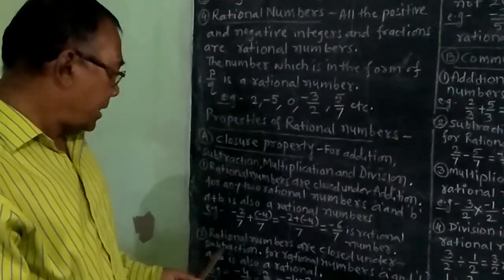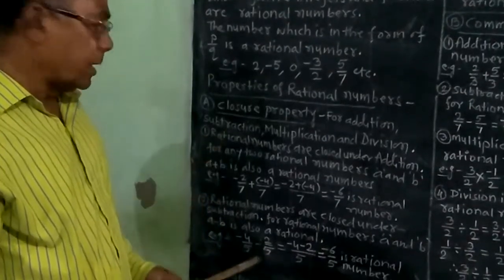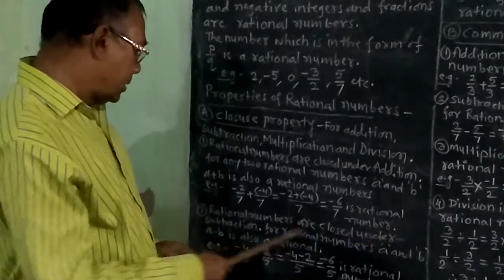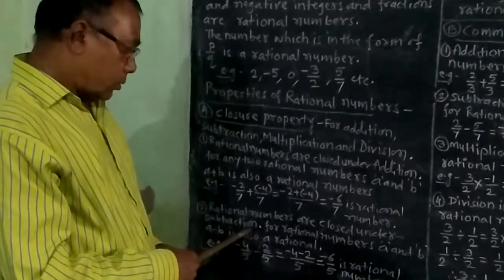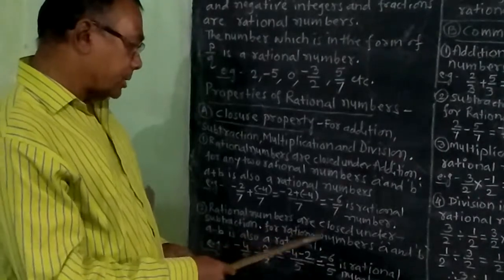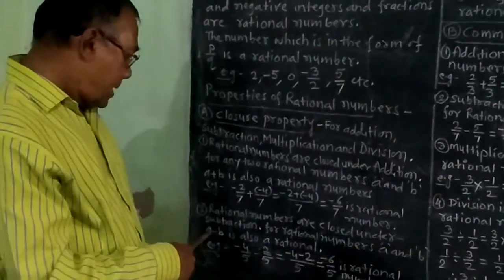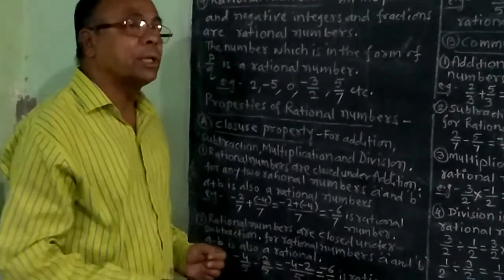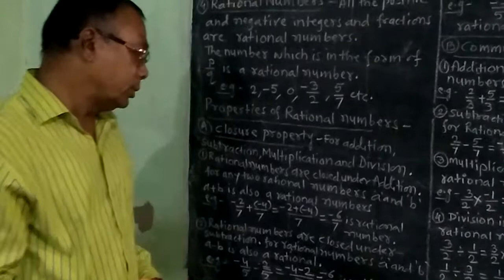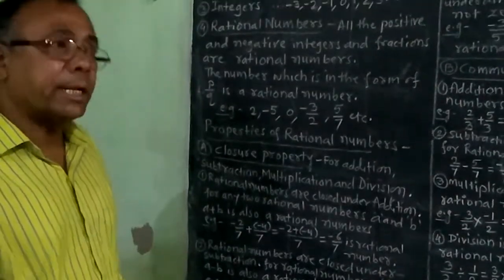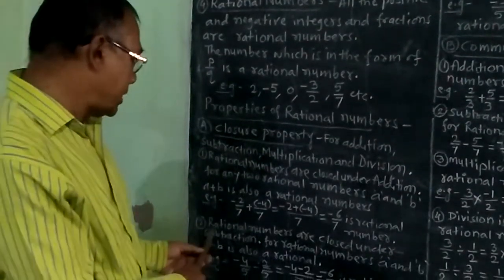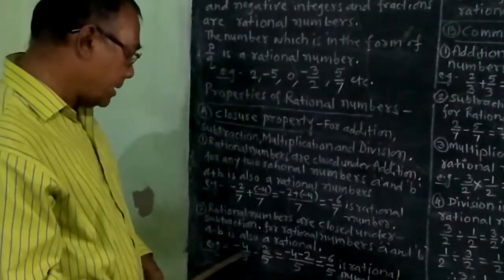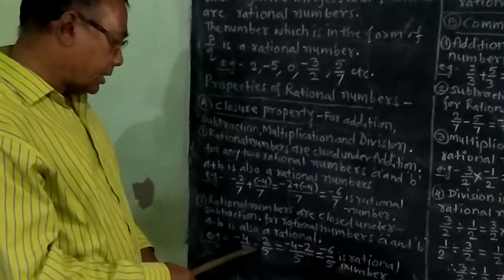Now we will see the closure property for subtraction. The rational numbers are closed under subtraction. Now, we will see that for rational numbers a and b, a minus b is also a rational number, means subtraction or difference of two rational numbers is a rational number, and therefore we can say that rational numbers are closed under subtraction. For example, minus 4 upon 5 and minus 2 upon 5.